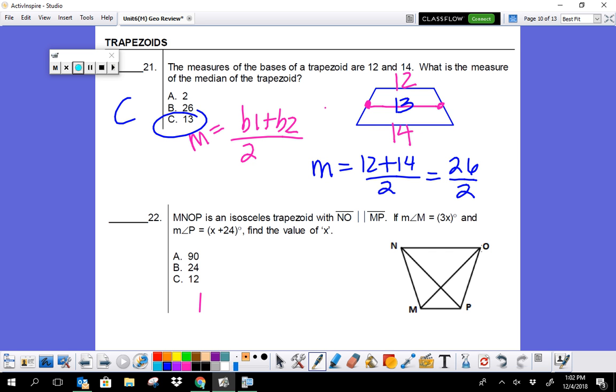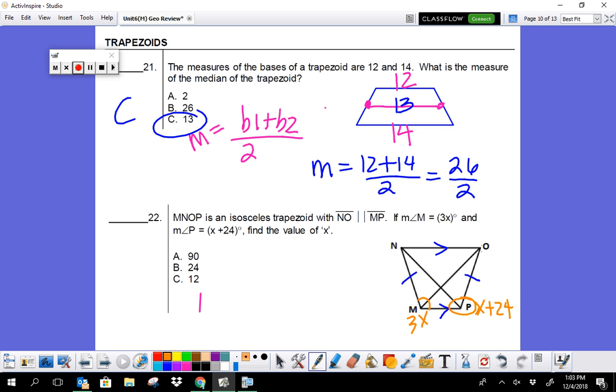Okay, the next one, MNOP is an isosceles trapezoid, and it says NO is parallel to MP. So I'm just going to put little arrows on here to show that. That means my legs that are congruent are going to be NM and OP. Okay, and it says the measure of M, so this whole thing here is 3x, and then the measure of P, so this whole thing here, is x plus 24.